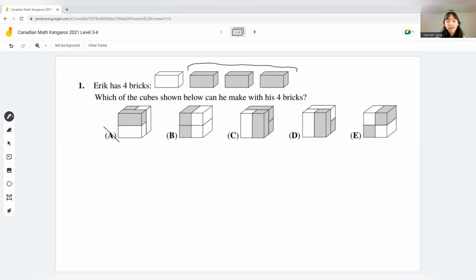A is incorrect because, as you can see, there's only 2. B is incorrect because there's only 2 dark bricks as well. But C is correct because we can see that there are 3 dark bricks.